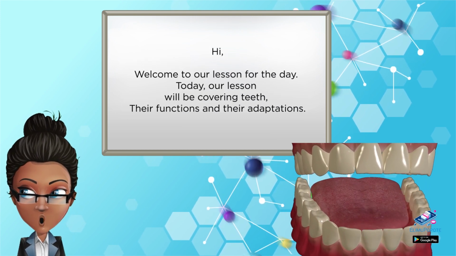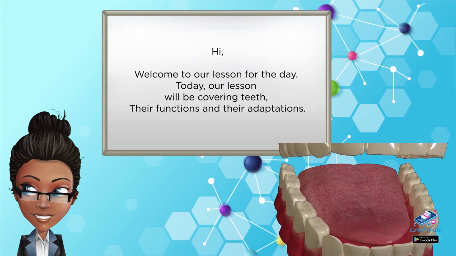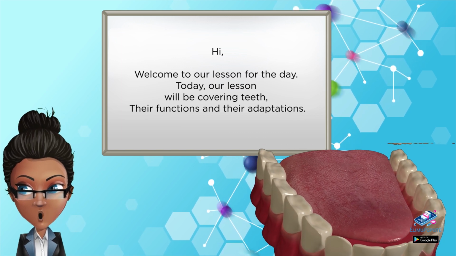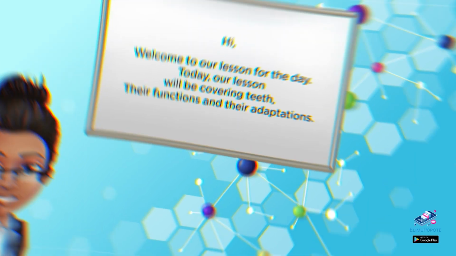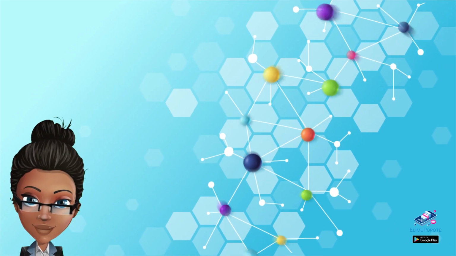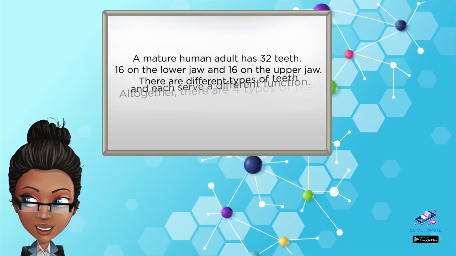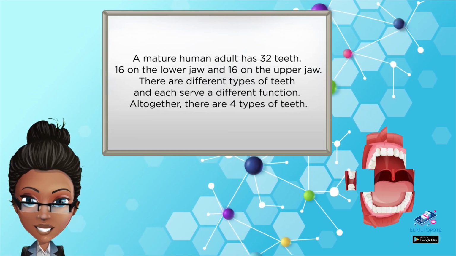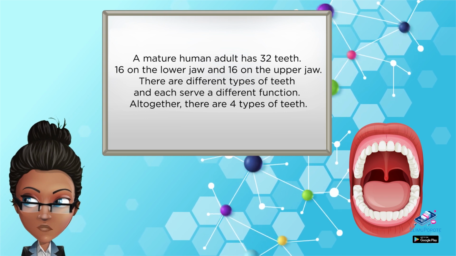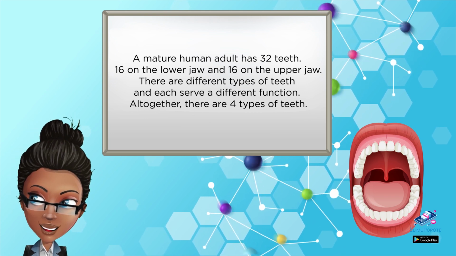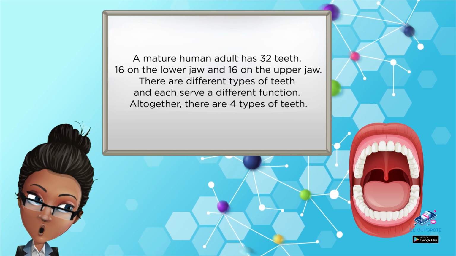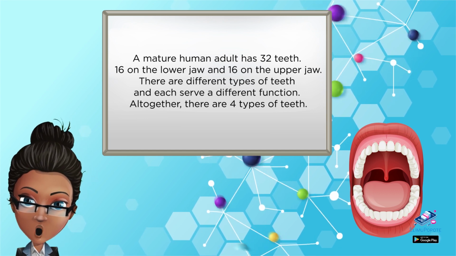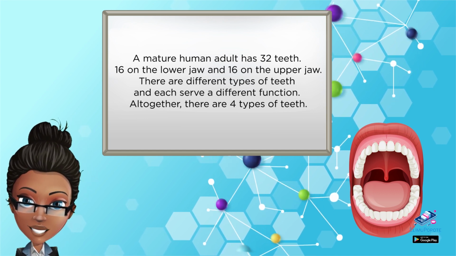Today, our lesson will be covering teeth, their functions and their adaptations. A mature human adult has 32 teeth, 16 on the lower jaw and 16 on the upper jaw. There are different types of teeth and each serve a different function. Altogether, there are 4 types of teeth.